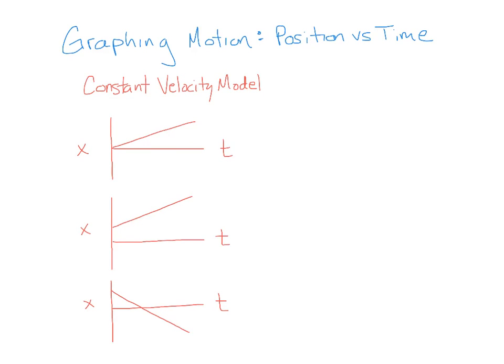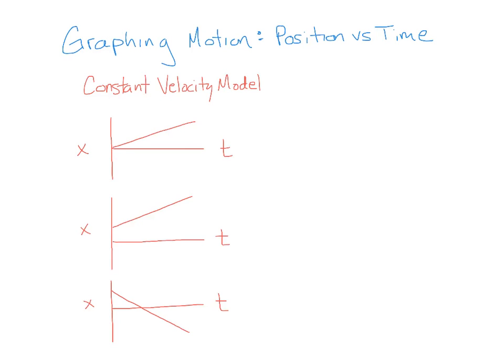For the first graph we see here under the constant velocity model, we have something very similar to what we did in the lab. Our object started at an initial position of x equals 0, and it's moving to the right with a constant velocity. On the second graph, we have our object starting at some positive initial position, and it's also moving to the right with some constant velocity.